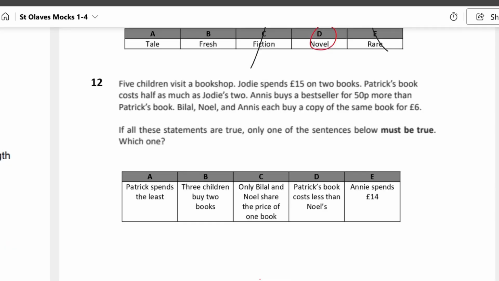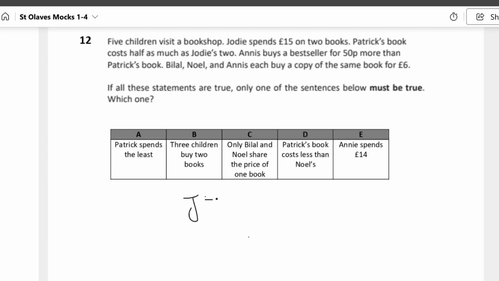Question 12, I'm going to make some notes over here so you can see how much these kids are spending, and I'm just going to scroll down over here. So Jodie spends 15, and we know that Patrick's book costs half as much as Jodie's too. So Patrick is equal to £7.50 because that's half of 15. Let's make that a 0. And then Anise buys a bestseller for 50p more than Patrick, so that's going to be £8. And then we have Bilal, Nolan, Anise. They buy a book for £6. So already I'm seeing that Patrick does not spend the least, and we don't know if they bought any other books, Bilal and Noel. The only one that we know for a fact is Annie spends £8 plus 6, which is going to be £14.